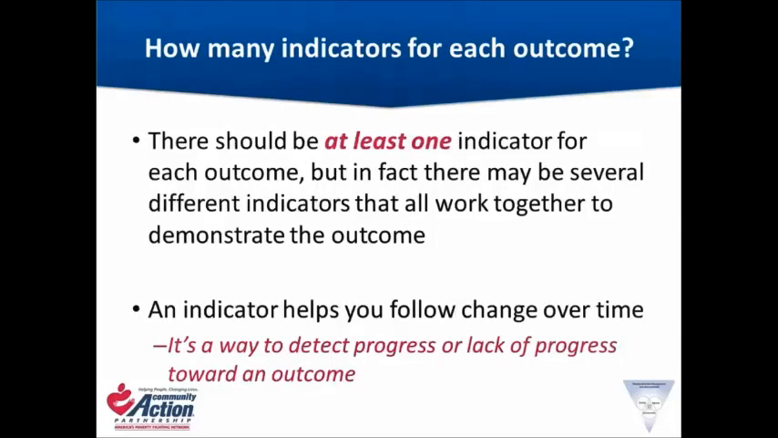So there should be at least one indicator for each outcome. There might be several indicators because you might have different programs working together to demonstrate a single outcome. So if someone is going to get a job, they might need to have indicators in transportation and childcare and housing and skill development. So there may be multiple indicators.